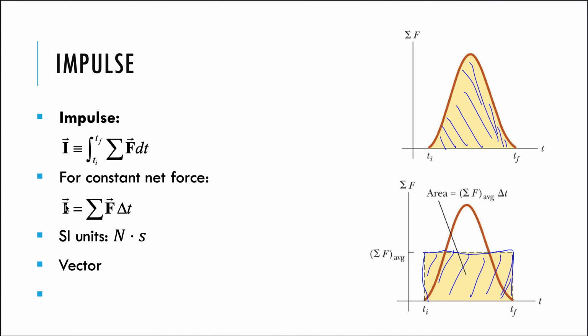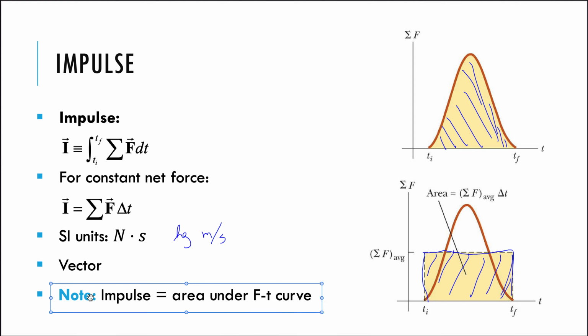The units for impulse is Newton times seconds. Now it's also equal to kilograms times meters per second because we learned that this impulse was equal to the change in momentum as well when we were looking at Newton's second law. Impulse is a vector, so it does have a direction in the direction of the net force. And I did make a note here that the impulse is equal to the area under a force time curve.